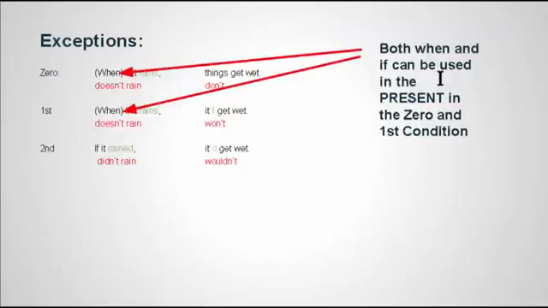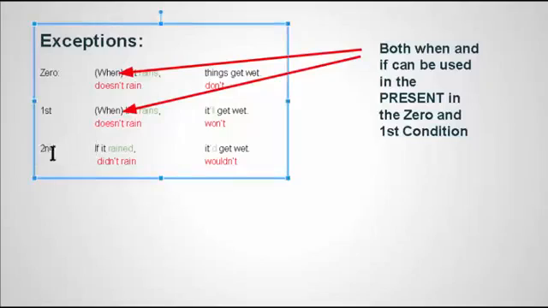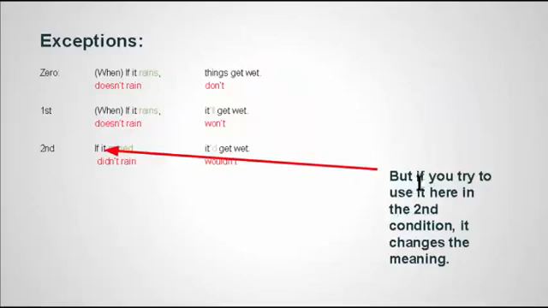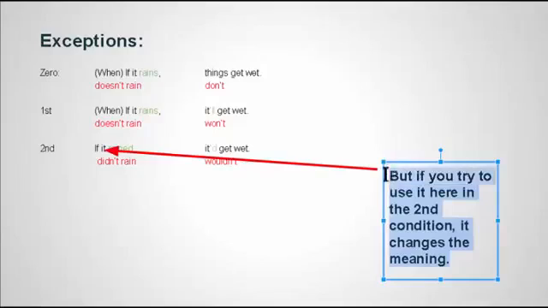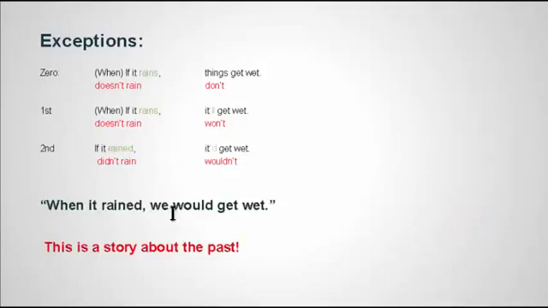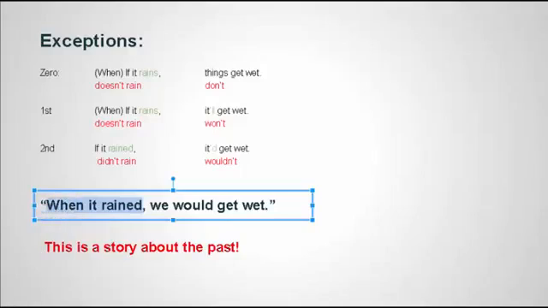Because when we use when in the first condition, it implies that eventually this will happen, when. But when we have the second condition, we don't believe it will happen, so we don't imply it. If you use when here, then you're going to change the meaning. If you try to use when in the second condition, when it rained we would get wet, now it sounds like a story about the past. So you're changing the grammar from the second condition to the simple past.